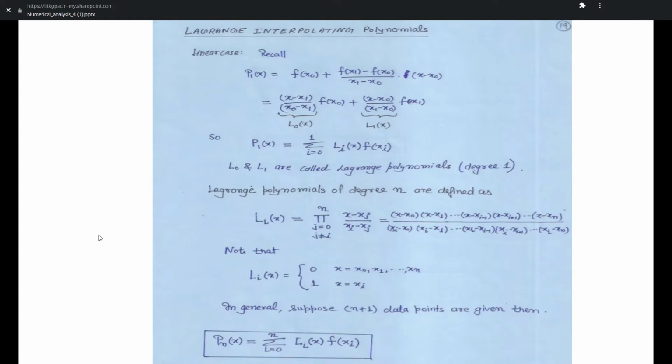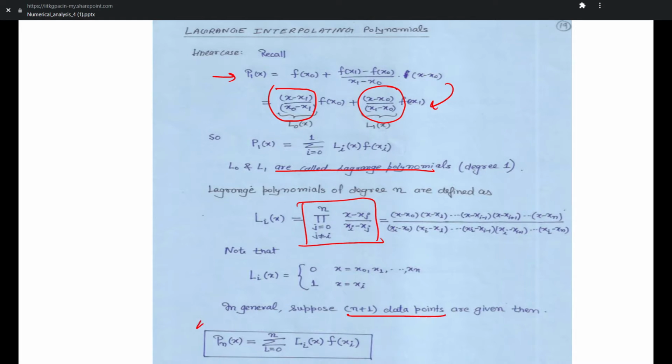Now let us look into Lagrange's interpolating polynomial. Previously we wrote the linear polynomial as something like this. Now we can rearrange this expression to get something like this. So let me call this term L0(x) and this term L1(x). L0 and L1 are called Lagrange's polynomials of degree 1, and this is a product expression to generate Lagrange's polynomial of degree n. In general, suppose we have n plus 1 data points, from this expression we can generate Lagrange's interpolating polynomial.